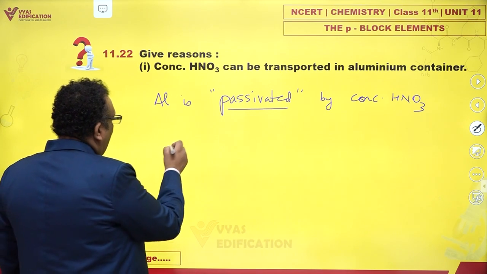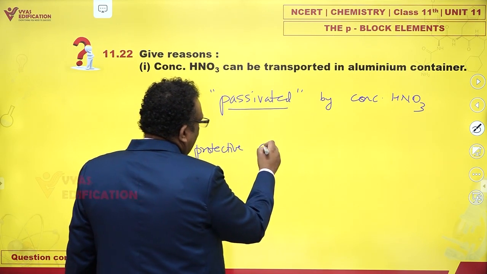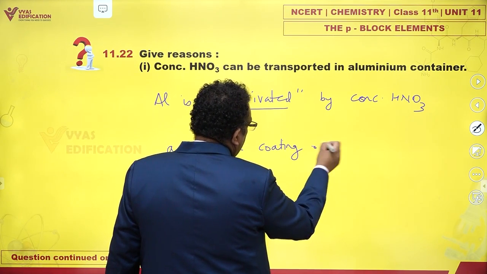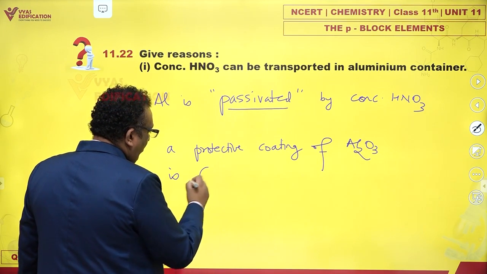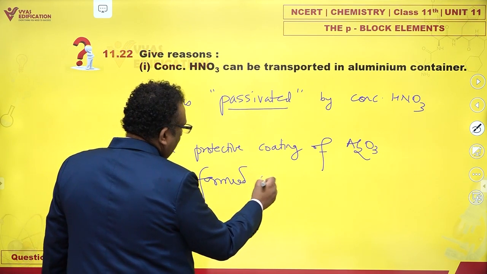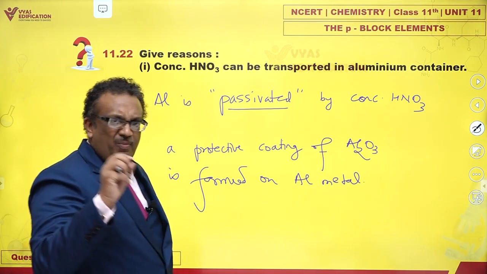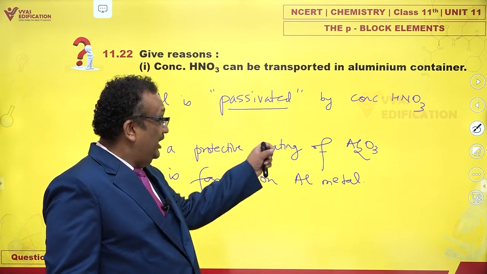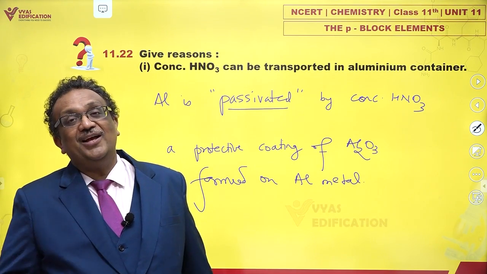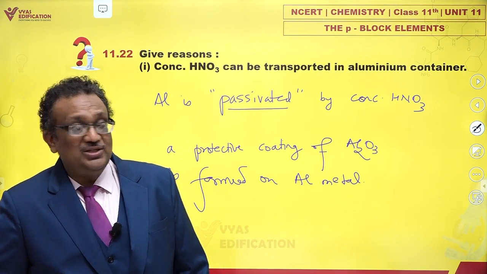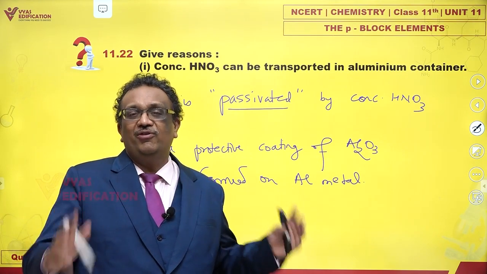What happens is a protective coating of Al2O3 is formed on aluminium metal. The surface of metal is covered by a very thin coat, but a protective coating of Al2O3 which sticks to the surface. And that, my dear, prevents the further reaction of aluminium with any remaining nitric acid. And that is why you would find that aluminium does not react with nitric acid.